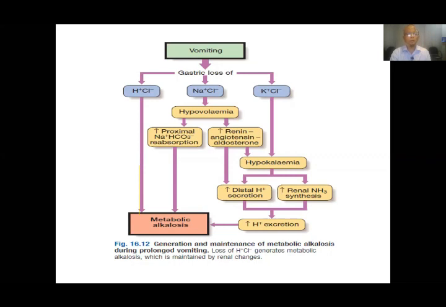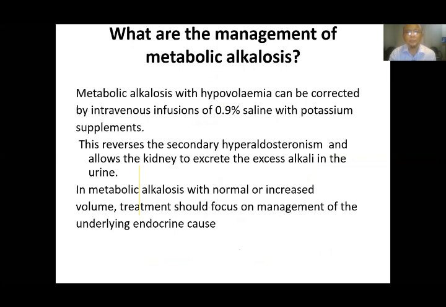There is also loss of hydrogen and chloride, resulting in more metabolic alkalosis. There will also be loss of potassium and chloride, resulting in hypokalemia, which increases distal hydrogen ion secretion, with more hydrogen ion secretion in the urine. So this is the overall pathophysiology in case of prolonged vomiting. In prolonged vomiting you will get metabolic alkalosis, but the reverse is prolonged diarrhea, where you will get metabolic acidosis.